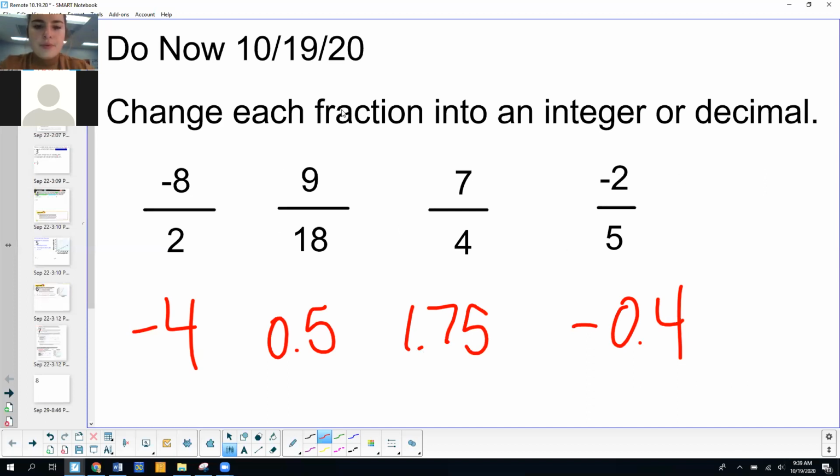So the reason I wanted to go over with how to do this, it seems like a very basic skill. But the reason I wanted to go over this is because we're going to be using this a lot in proportional relationships. So we're going to be setting up ratios and relationships with two numbers, and you're going to have to take the top number and divide it by the bottom number to get an integer or a decimal. So we'll talk more about that in a little bit.